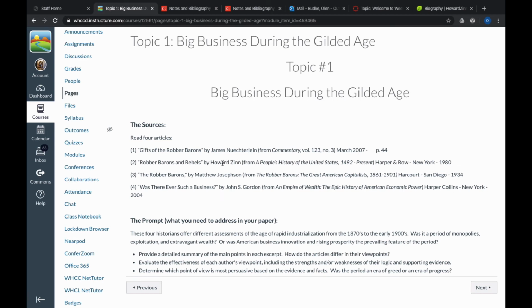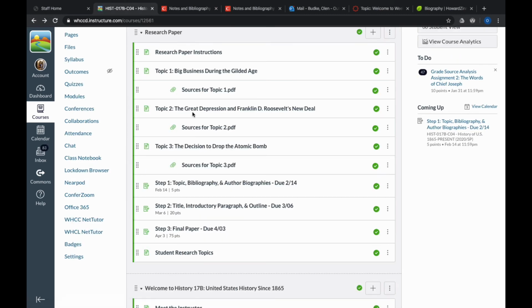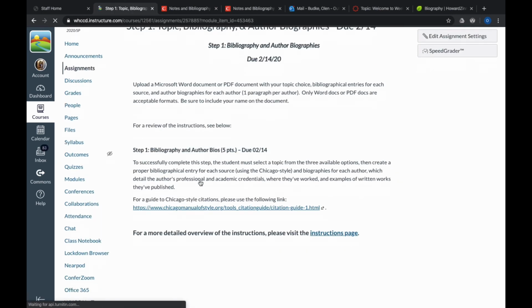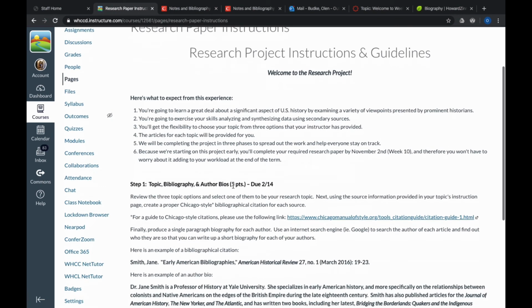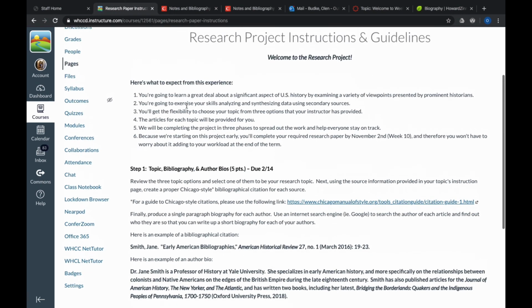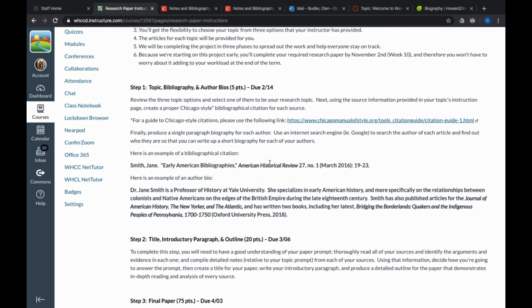And then lastly, you need to Google each of your authors here and figure out where they got their education and where they work, what their area of expertise is, and what else they've published. And if you look in step 1 here, actually, you can find your link there. It must be in the research paper instructions. Here we go. In the research paper instructions page, you will find an example. Here's an example of a bibliographical citation. Here's an example of an author bio.